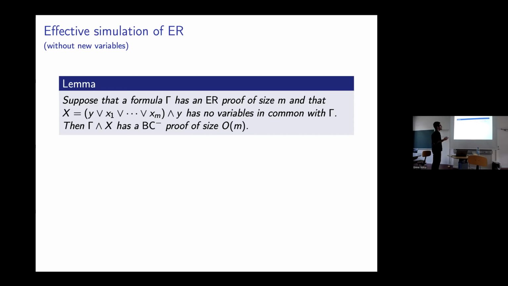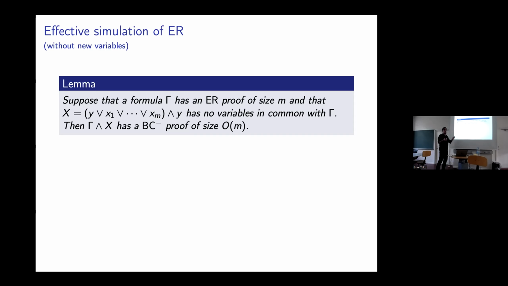So one is known about this BC minus proof system, which doesn't have new variables, but effectively simulates expanded resolution, all the way up there in the zero proof system. And the way you do it is you take your formula, append to it some new variables in the two clauses that you're seeing here. And then with this new formula, with the new variables already there, you suddenly have a BC minus proof, which is technically without new variables, because you've already given the new variables as part of the formula.